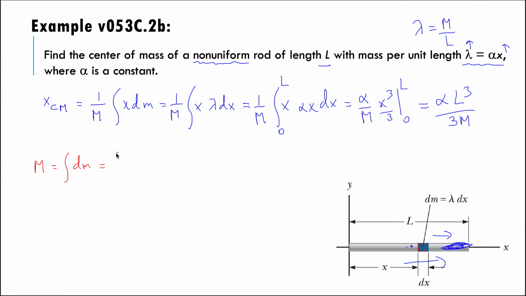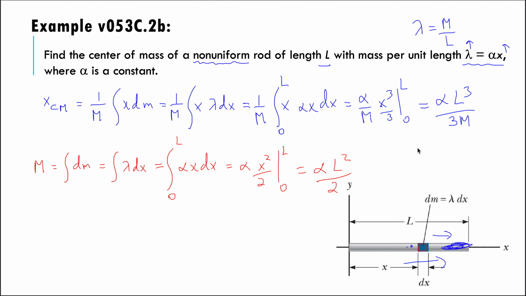We can make the same substitution that dm is equal to lambda dx. We can once again plug in our lambda as alpha x. I'm going to integrate from 0 to L. We can take out our alpha, our constant. We're going to have the integral of x dx, which is x squared over 2, from 0 to L. We can plug in our limits of integration. We're going to get alpha L squared over 2. So now we have an expression for m and an expression for the center of mass.